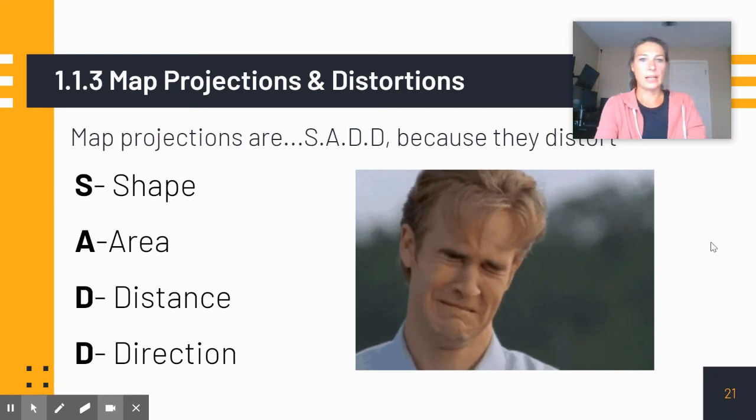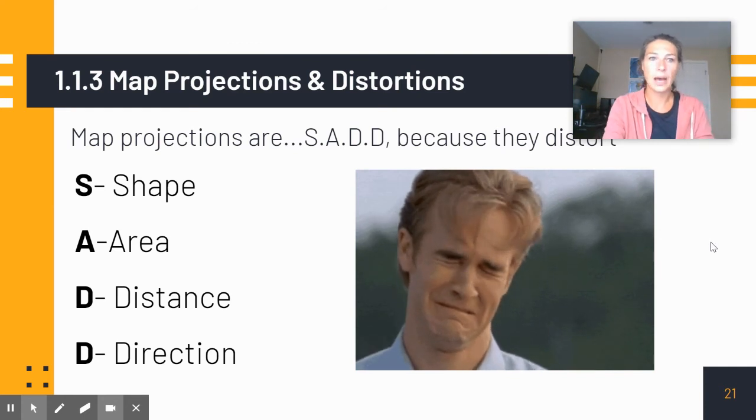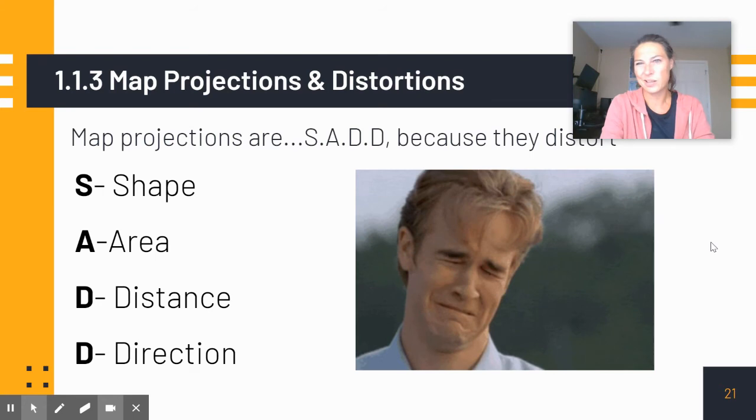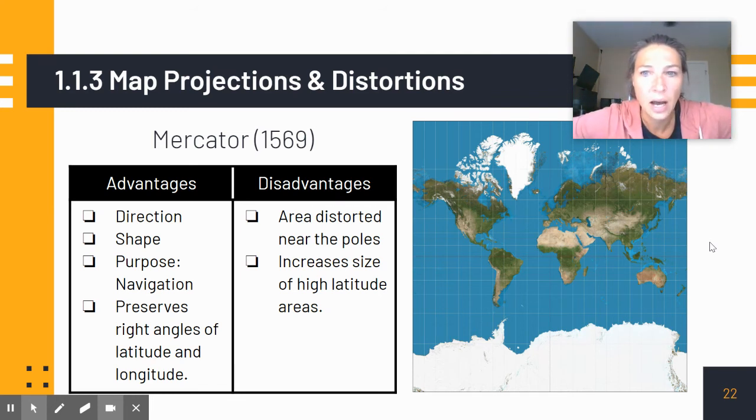Area is the same as size, so sometimes I refer to size as distorted. I don't mean size because that would make our acronyms, so we'll just keep it as area. All right, so a couple projections that you need to know. This is the Mercator projection. In the Mercator projection, the big distortion is size or area, right?